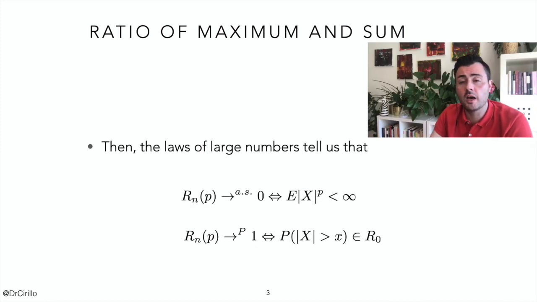Now, the law of large numbers tells us that the ratio R_n^p, that is to say the ratio of the partial maximum of order p and the partial sum of order p, will converge almost surely to 0 if and only if the pth moment is finite. So if, for example, the second moment, the variance of our random variable, is finite, then we will see that the ratio R_n^2 will converge towards 0 with n growing, so the more observations we consider.